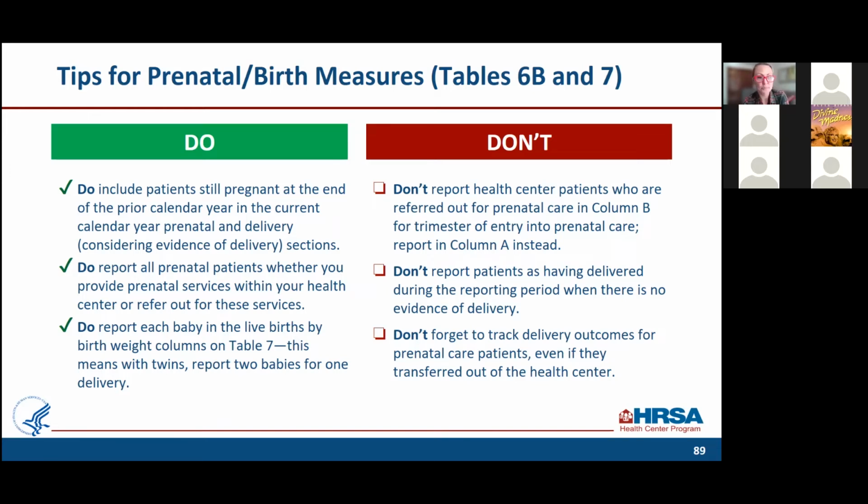Some don'ts. Don't report health center patients who are referred out for prenatal care in column B for trimester of entry into prenatal care on 6B. Report in column A instead. Don't report patients as having delivered during the reporting period when there's no evidence of delivery. And don't forget to track delivery outcomes with prenatal care patients, even if they transferred out of the health center. This is mostly seen among high-risk patients. Just some tips to help you in this.